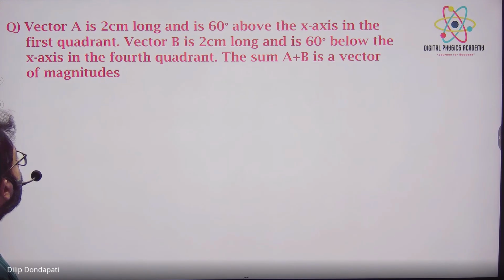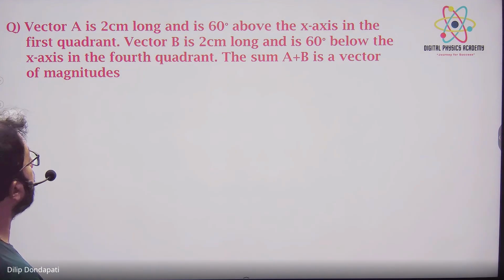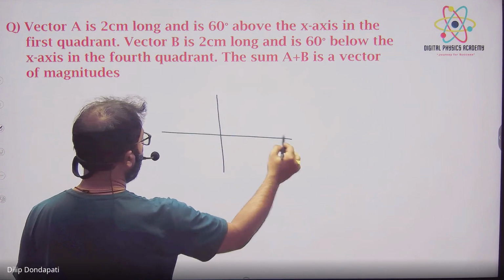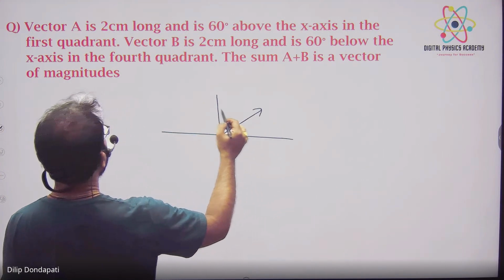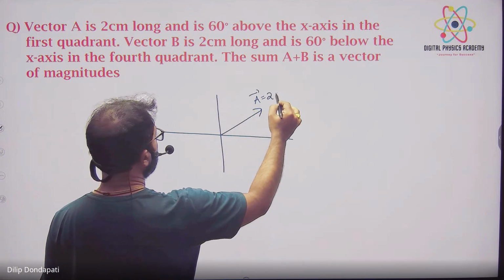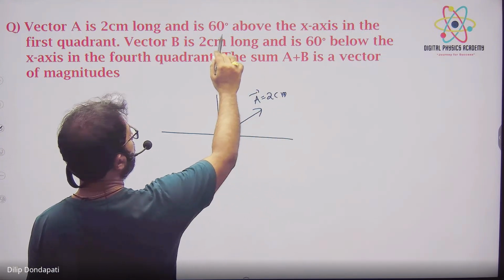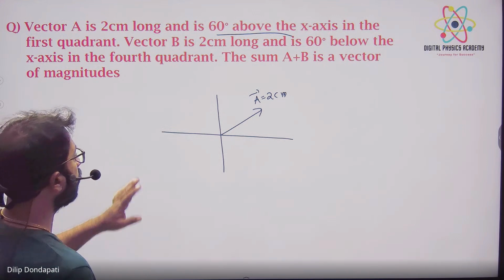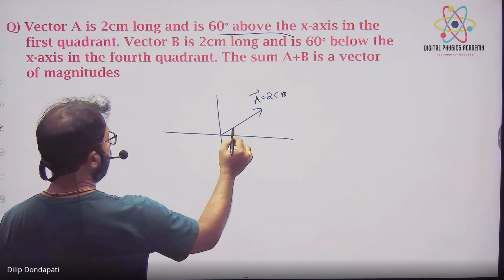Vector A is 2 centimeters long and 60 degrees above the x-axis in the first quadrant. First draw the diagram. एक vector A है, कितना centimeters? 2 centimeters. 60 degrees above the x-axis in the first quadrant. So the magnitude is 2. Like A is 2 centimeters, magnitude 2.